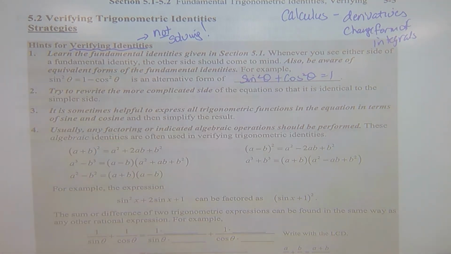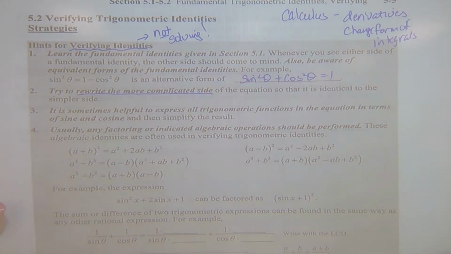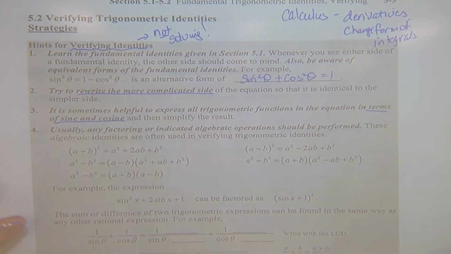Another way to approach things is to try to rewrite the more complicated side. Now, sometimes there isn't a more complicated side. Both the left and the right sides look rough. But if one side is simple and one side is complicated, try that. Start with the more complicated side. Number 3 says that it's sometimes helpful to express all trig functions in terms of sine and cosine. That's something else that we did in 5.1. We rewrote tangent and secant and cosecant in terms of just sine and cosine, and then we simplified. So that can be a really useful tool.